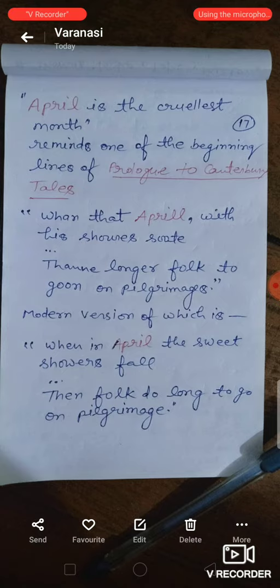When we talk of the first section, The Burial of the Dead, the beginning line of The Waste Land, it's a very famous line. April is the cruelest month. See, I have used red pen for April, so April is to be emphasized here. April is the cruelest month.